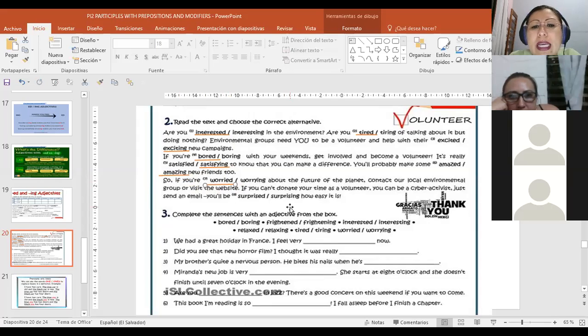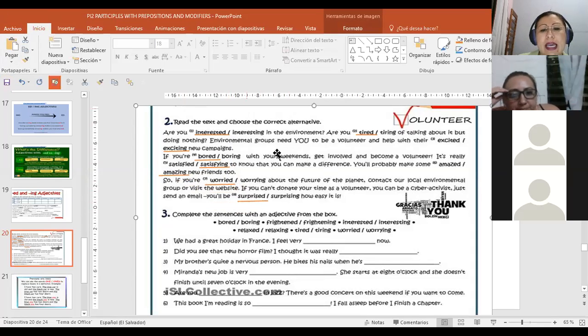If you can donate your time as volunteer, you can be cyber activist. Just send an email, you'll be surprised or surprising how easy it is. Surprised. Surprised, ¿verdad? Es el sentimiento que va, se va a sentir sorprendido. Ok, very good.